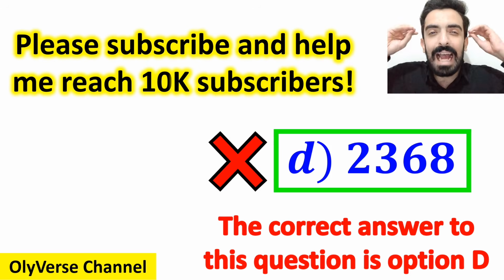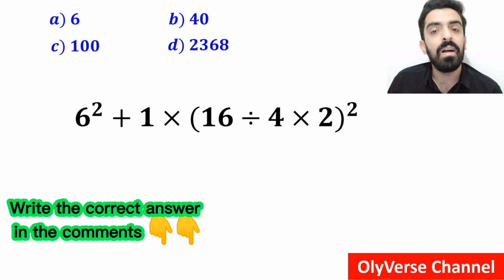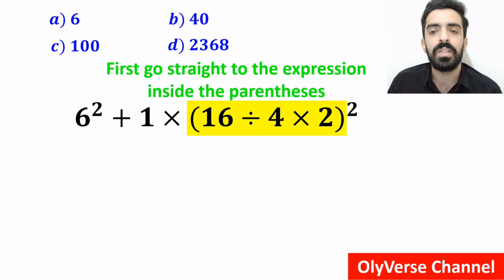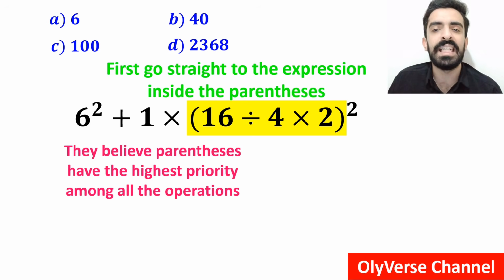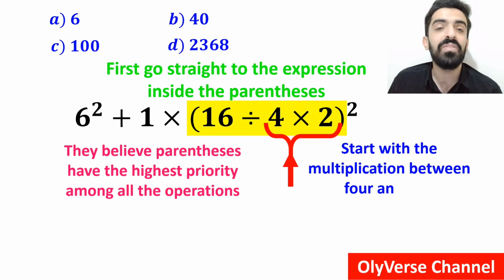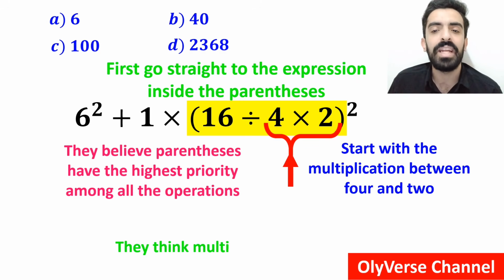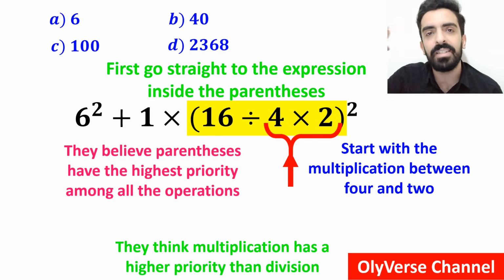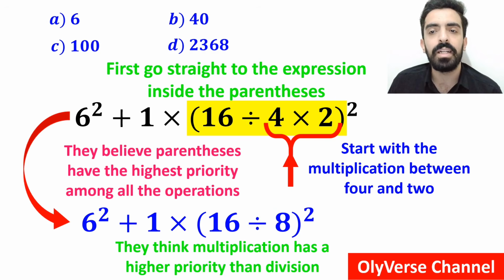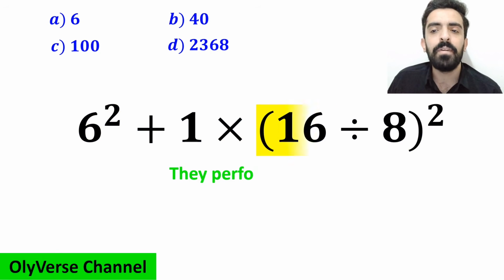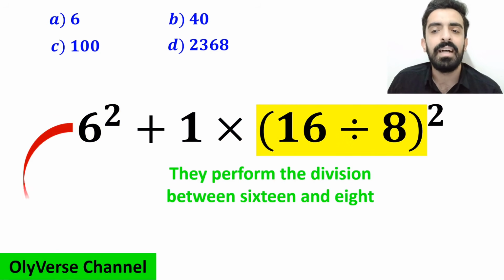However, this answer is absolutely wrong. Also, some other people first go straight to the expression inside the parentheses because they believe parentheses have the highest priority among all the operations. And they start with the multiplication between 4 and 2 because they think multiplication has a higher priority than division. So they rewrite this expression as 6 squared plus 1 multiplied by (16 divided by 8) all squared.